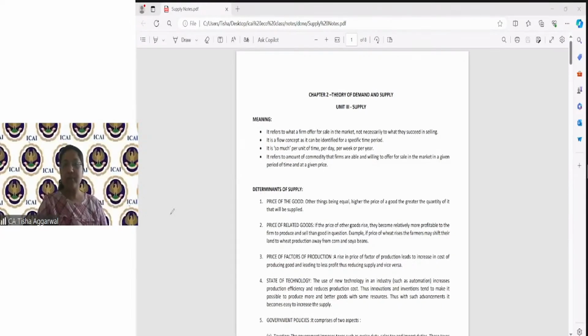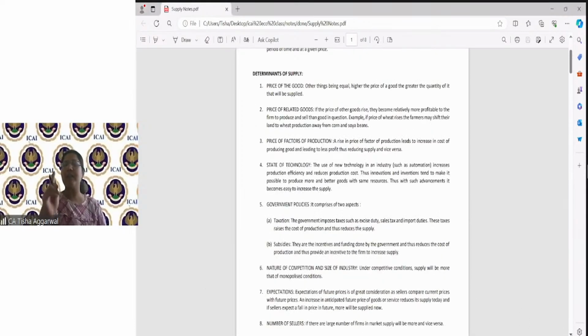Okay. Now again comes the question, what affects the supply? Please understand, if I'm talking about supply, it is from the producer's point of view. And from the producer's point of view, the first thing that you need to understand is the price of a commodity. Now, as a seller, will you be ready to sell more at a low price or a high price? Come on. Low price or high price? Put it in the chat box.